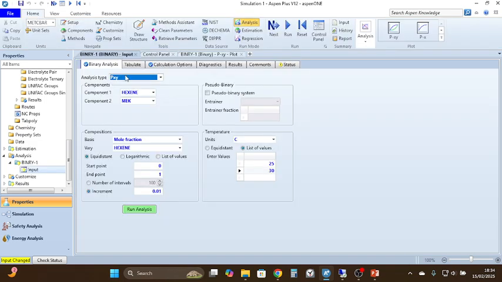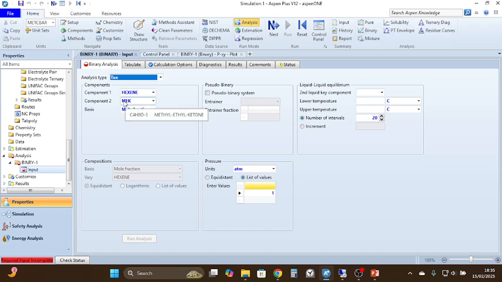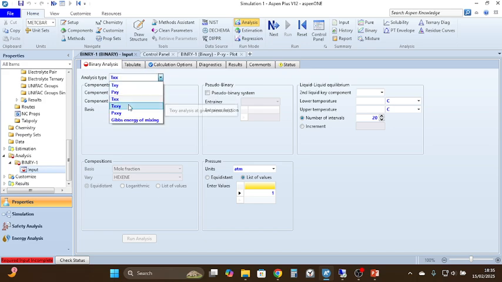We have other analysis types also, that is TXX. In that case, we have to specify the key components over here. TXX is usually used for liquid-liquid equilibrium. Previously we had vapor-liquid equilibrium. This is for vapor-liquid equilibrium. Similarly for TXX, there is TXXY and PXXY, and also Gibbs energy of mixing. So these are the multiple analysis types that the binary analysis of Aspen provides. So is there any doubt from this particular question?